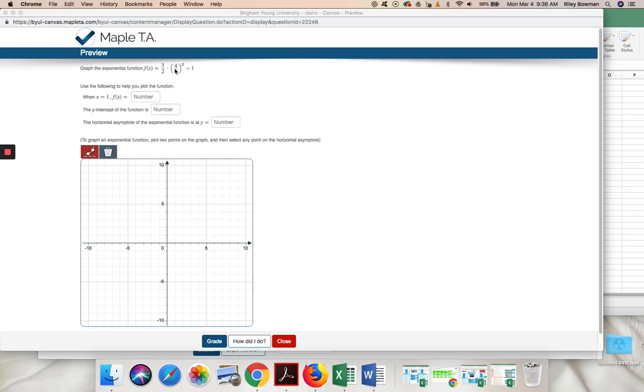So 4/3 times 3/2. I can multiply this and then reduce, but I prefer reducing beforehand. Let's go ahead and do it both ways. So 3 times 4 is 12. 2 times 3 is 6. 12 divided by 6 is 2. 2 minus 1 is 1.